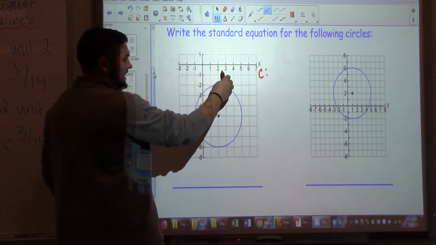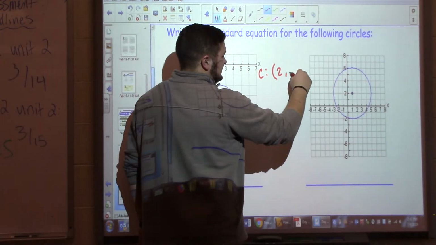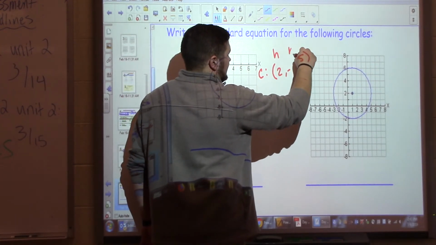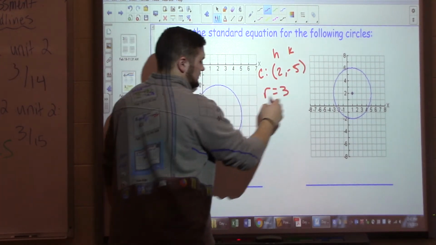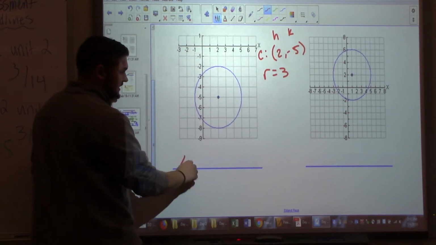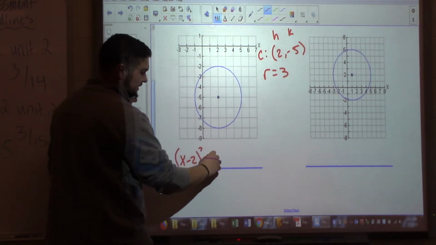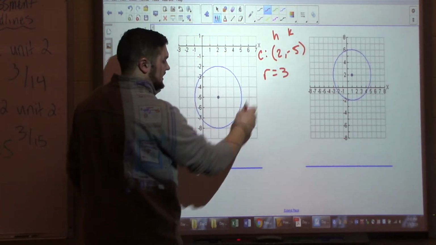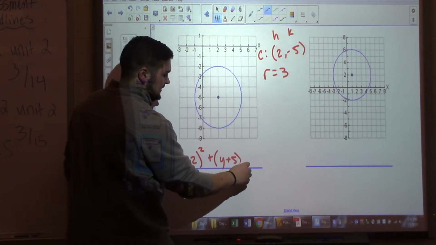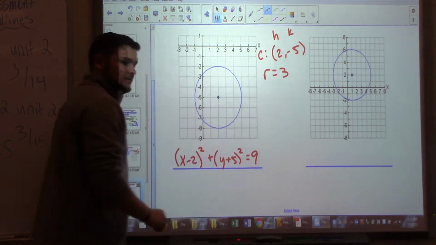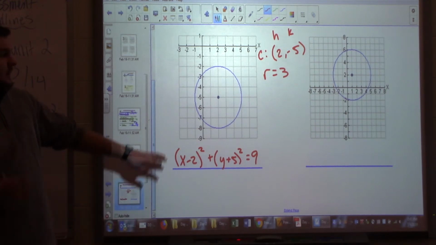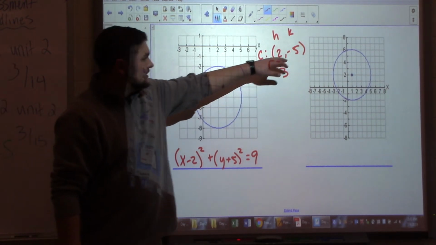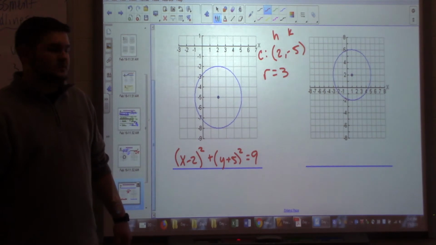So my center is at 2, negative 5. That's my h and my k value. My radius is 1, 2, 3. So I get x minus 2 squared plus y minus k, or y plus 5, squared equals 9. Found my center, plugged it in for h, k, and squared my radius.